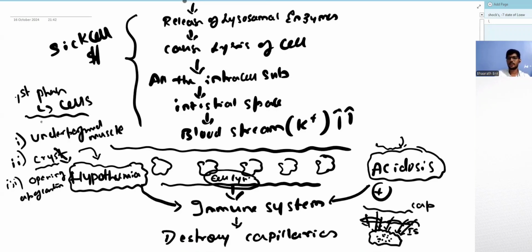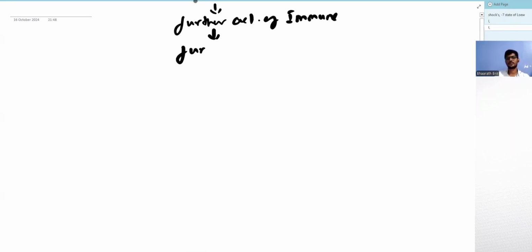Once there is a destruction at the endothelium, that will further activate the immune system. Now, further activation of the immune system causes further capillary damage. So this cycle keeps on repeating. So when enough capillaries are damaged, that will lead to increased vascular permeability.